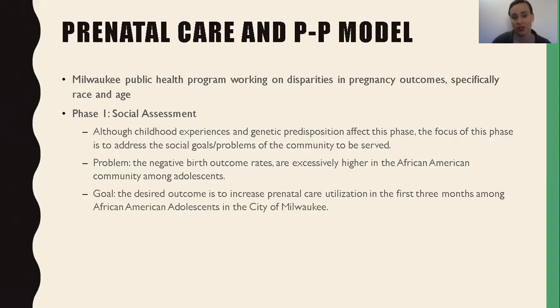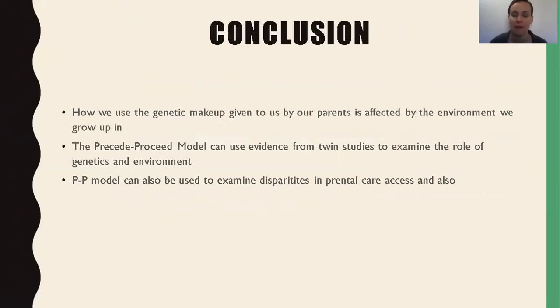So the goal, the desired outcome, because that's what phase 1 is, is to increase prenatal care utilization in the first 3 months among African-American adolescents in the city of Milwaukee. So this is an example: you can look at an outcome, you want to change the disparity in pregnancy outcomes, and one way to do that, after looking at all the different phases, is to increase prenatal care utilization. That's the thing I talked about, so everybody should have equal access to health care.